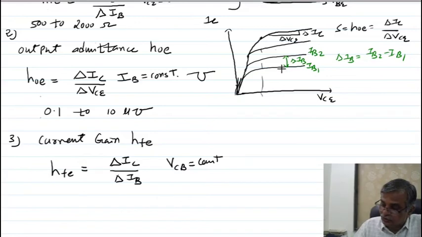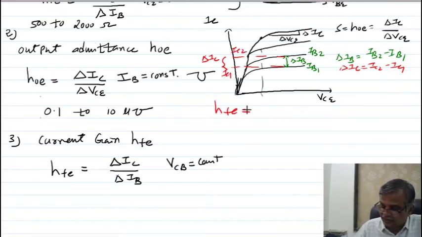From this you draw the normal on the collector axis. I have drawn normal. So this is your delta IC. Find the delta IC. So delta IC is nothing but IC2 minus IC1. This is IC2, this is IC1. So HFE is nothing but delta IC upon delta IB.